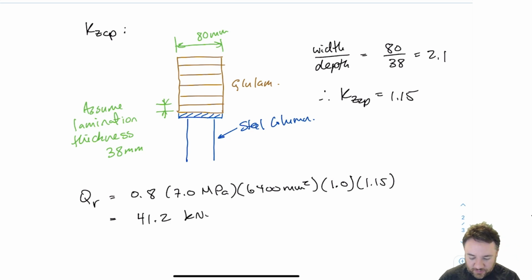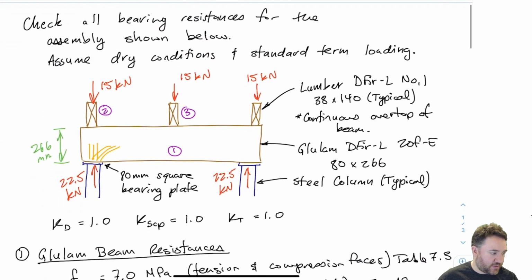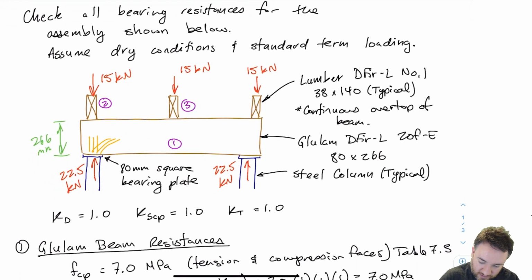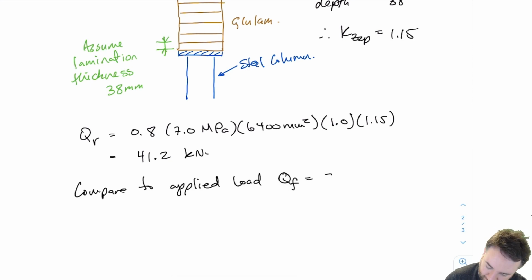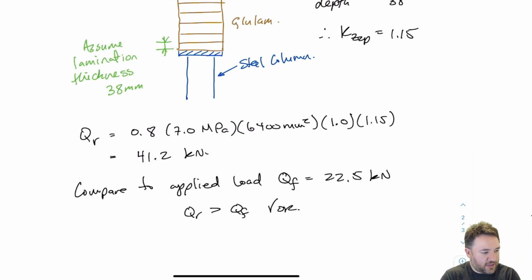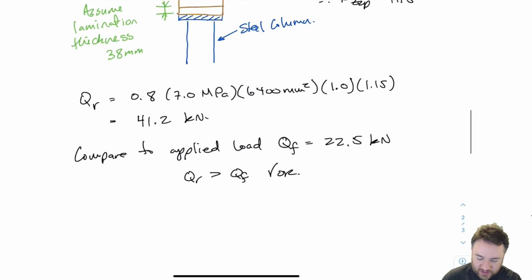Okay, so now which applied load am I going to compare this resistance to? I'm looking at effect of all applied loads at the steel column, which is this area right here. Therefore, I'm comparing to the total load that is on the column. So whenever I'm using the effect of all applied loads resistance, QR, I'm comparing it to whatever is the local total bearing load at that location. So in this case, that is 22.5. So when I do that, I see that my QF is quite a bit lower than my QR, so everything is fine. So QR is greater than QF.